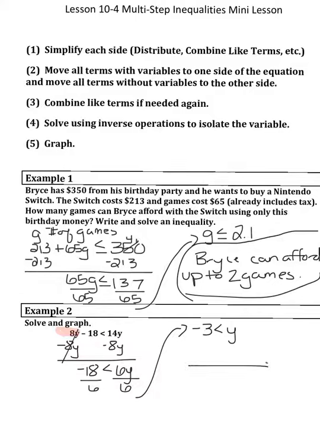I need to graph this. I like to do at least 3 numbers on my number line. Remember, negatives kind of go in the opposite direction. So negative 4, negative 3, negative 2. They get more negative as you go to the left. Is it an open or closed circle? Well, it's y is greater than negative 3. It doesn't include negative 3 as an answer, so I leave it open.